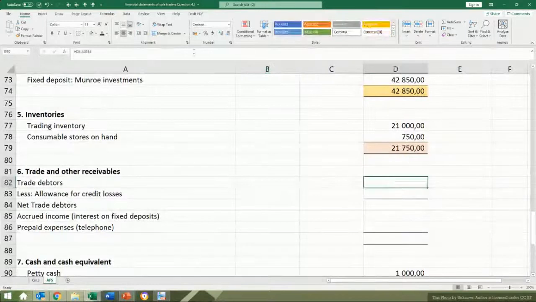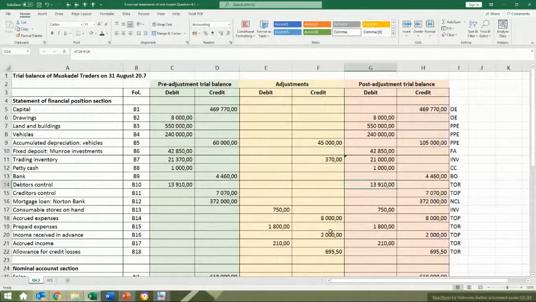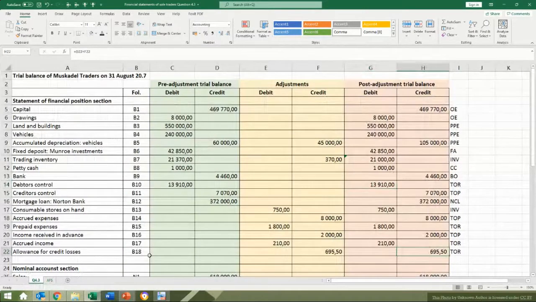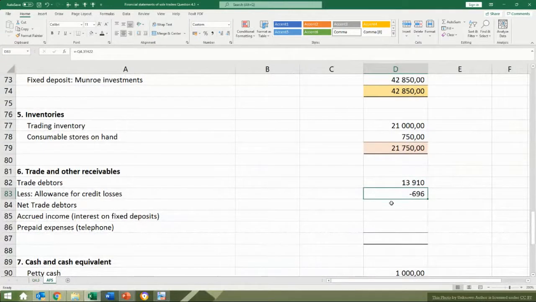So we've got our trade debtors. You get that amount from your trial balance, which is the 13,910. Then we deduct any allowance for credit losses. So that is the amount that we adjusted, which is this account here, allowance for credit losses. We take it off to show the net trade debtors that we expect to receive in the future. And then we add accrued income. So that's interest we've earned but they have not paid. We add that adjustment as well.